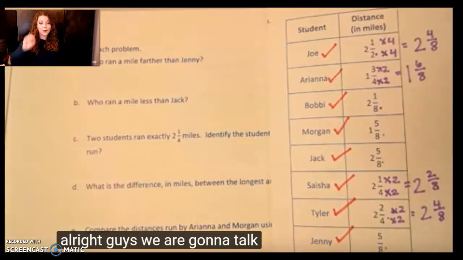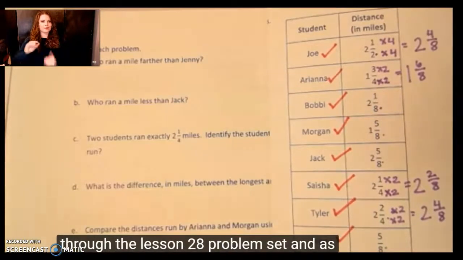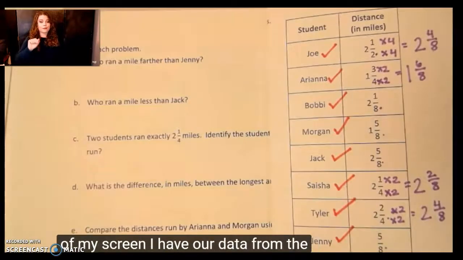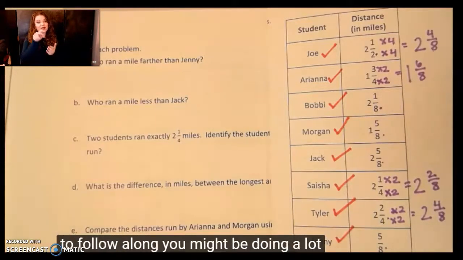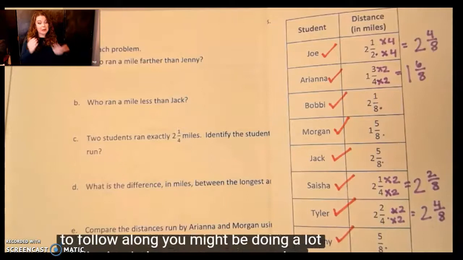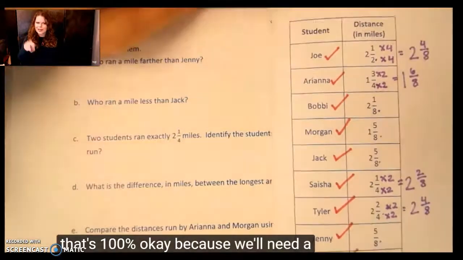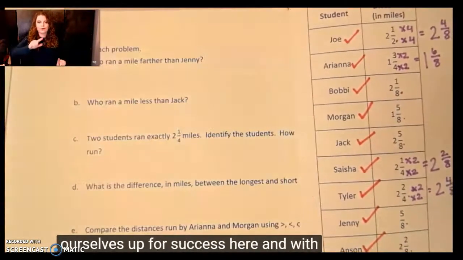Alright guys, we are going to talk back through the lesson 28 problem set, and as you can see over here on the right side of my screen, I have our data from the front page of the problem set. And so what you all will need to do is follow along. You might be doing a lot of flipping in between your pages, but that's 100% okay, because we'll need to reference this data in order to set ourselves up for success here with question number 2.